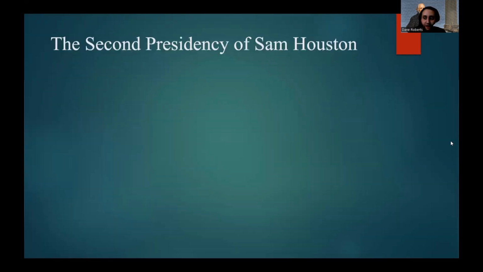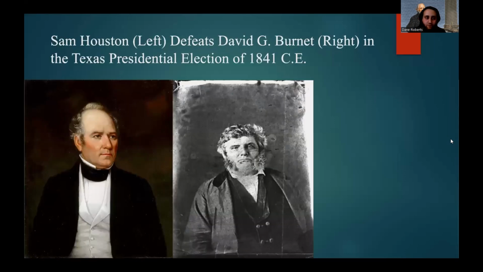Now, this brings us to our next section, the second presidency of Sam Houston. So, in the Texas presidential election, I do need to make that distinction, obviously. In the Texas presidential election of 1841 CE, Sam Houston would defeat David G. Burnett.